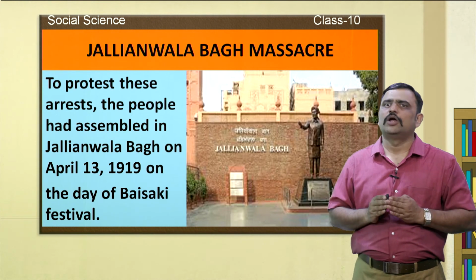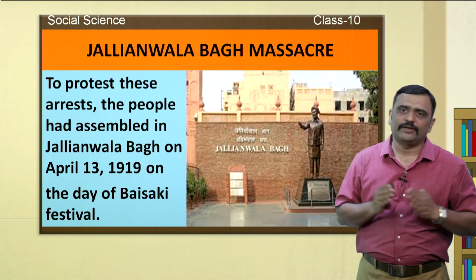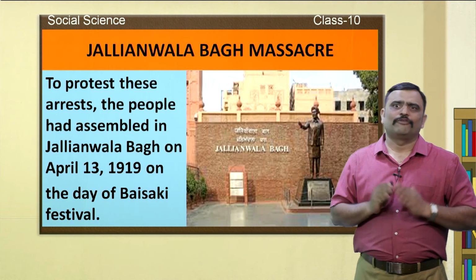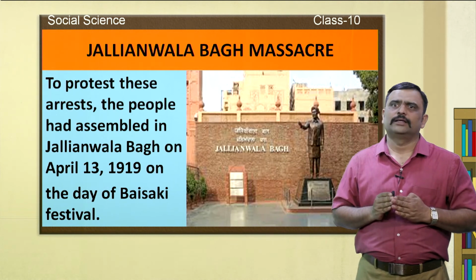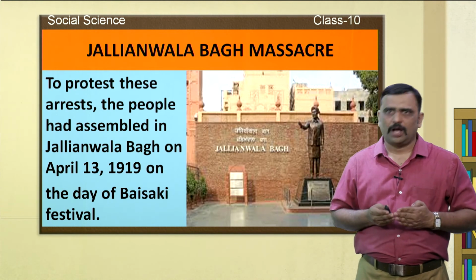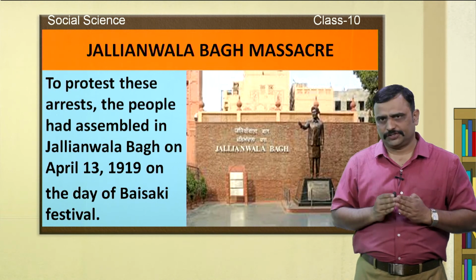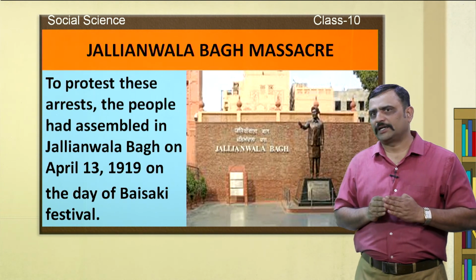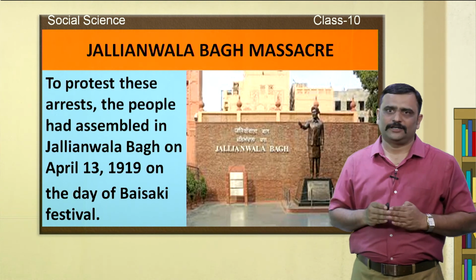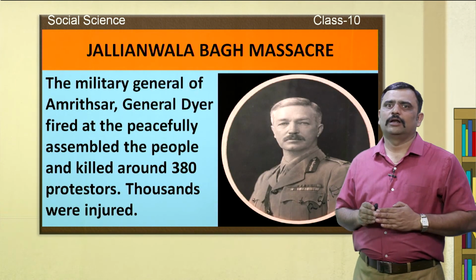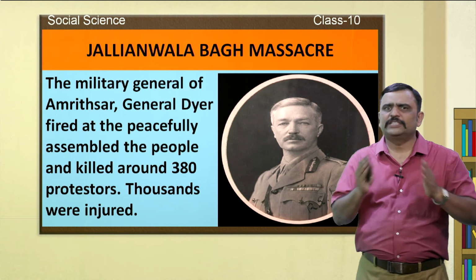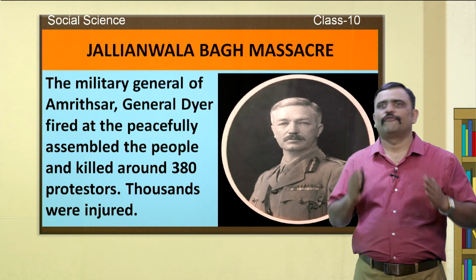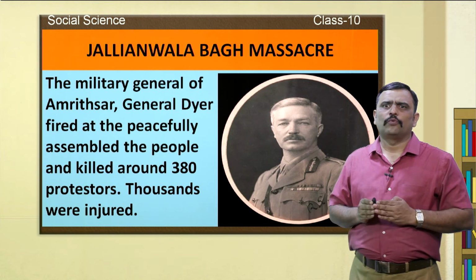The people gathered to protest against the arrest of many freedom fighters, especially Dr. Fakhruddin and Dr. Satyapal. These people were going on a peaceful protest, and the leaders were giving speeches on how the British went ahead with injustice against the Indians. At the same moment, something unusual, unexpected, a black spot in history occurred. The military general of Amritsar, General O'Dwyer, fired at the peacefully assembled people and killed around 380 protesters. Thousands were injured. The protesters did not go with any sort of violence.